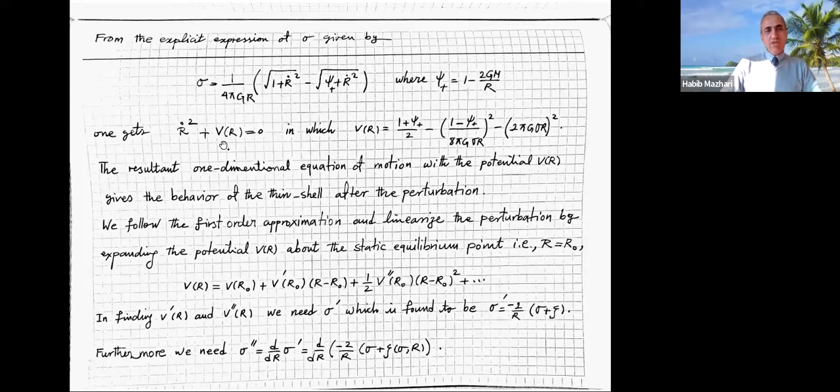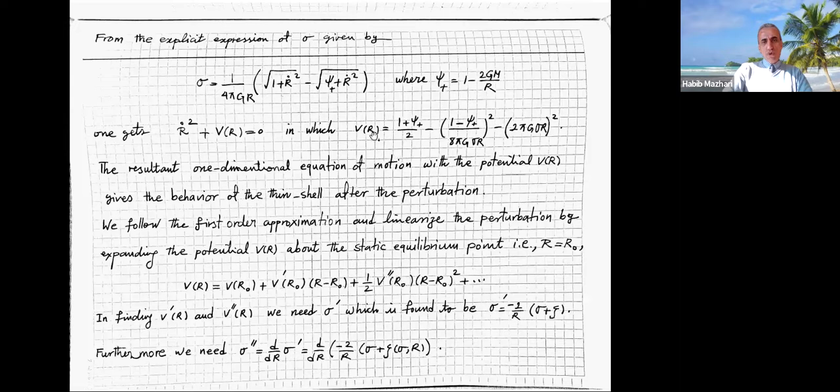So now what I will do, I will expand V(R) about its equilibrium radius, and I keep up to the first order, actually the first non-zero order. And then we will see whether the motion with a small perturbation will be oscillatory or exponential. So very simple. This is what I have done here. So we expand V(R) about R0, which is the equilibrium. And this is what you see.